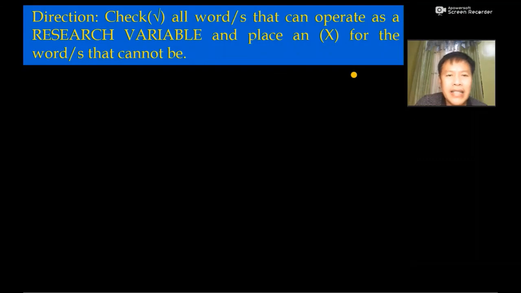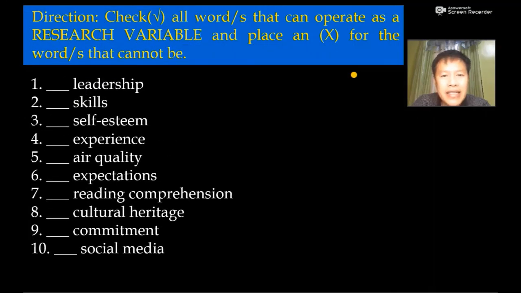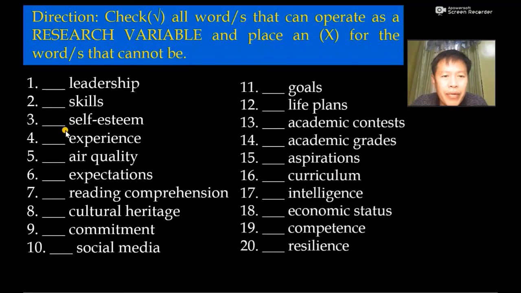Now, this is your second assignment. This is very simple. Check all words that can operate as a research variable and plus X for the words that cannot be. If you think that this can be a topic of your research, that is a variable. Number 1, leadership. Number 2, skills. Number 3, self-esteem. Number 4, experience. 5, air quality. Number 6, expectations. Number 7, reading comprehension. 8, cultural heritage. Number 9, commitment. Number 10, social media.